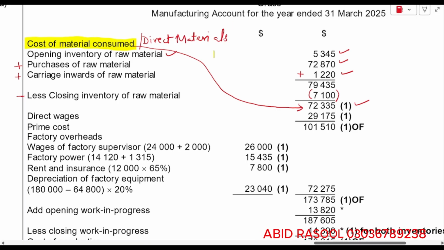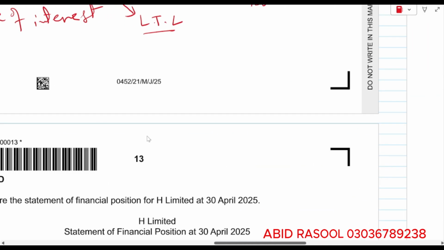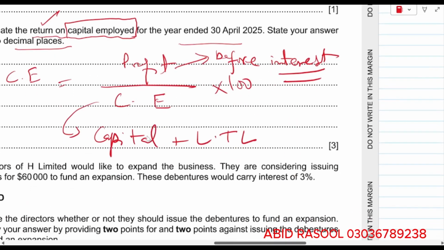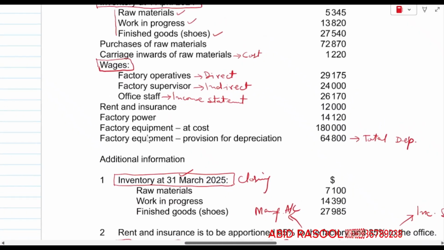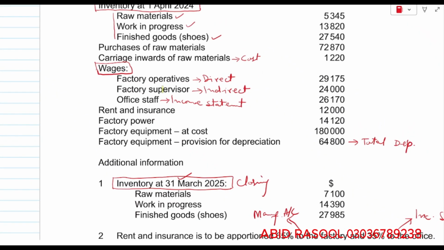After direct materials, what we have to write? Direct wages. And for the direct wages, we have written 29,175. How this 29,175, from where it came? Let's go back to our question and we see from where we got this value. This is here. I showed you while I was explaining the question.